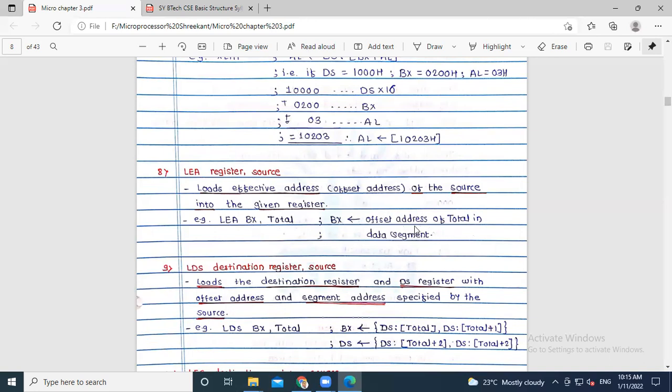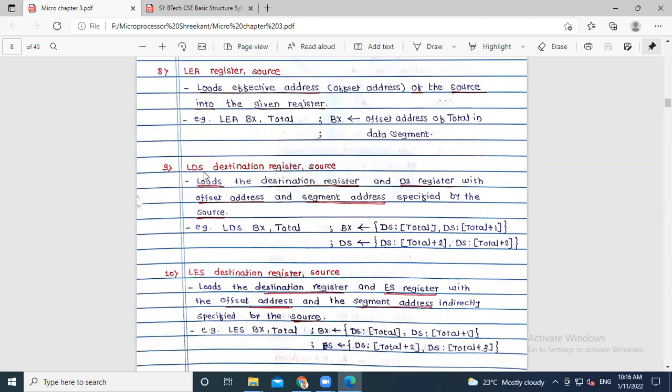the offset address total value is transferred into the BX register with the help of load effective address. Load the effective address EA into BX. That is LEA register, and here we have to use a register, and this is a source. For the source, anything can be used.